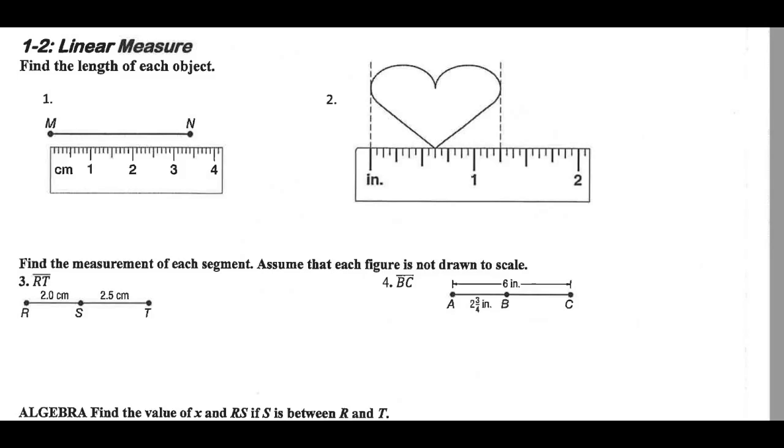Okay, this is part 2 of our Chapter 1 review. So we're starting off here with the linear measurement part. The first segment we'll look at is measured in centimeters. The second one's measured in inches. In centimeters, we're breaking up from 1 centimeter to the next. We break up and count by tenths. There's 10 millimeters to each centimeter.